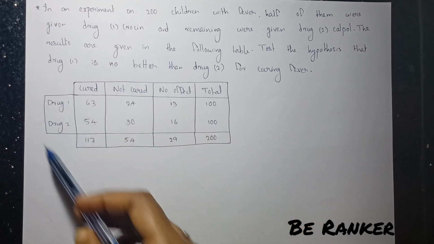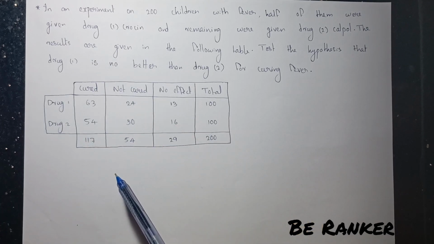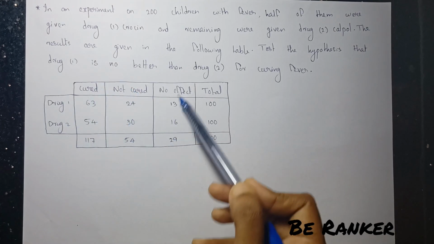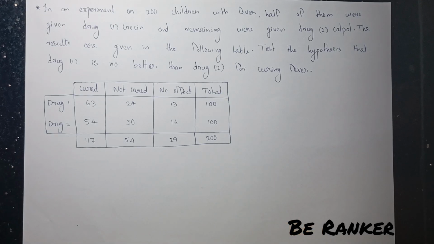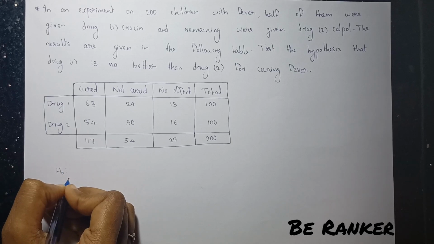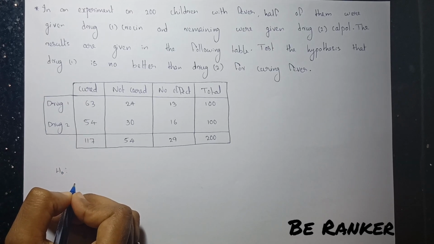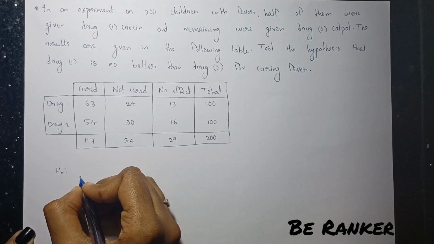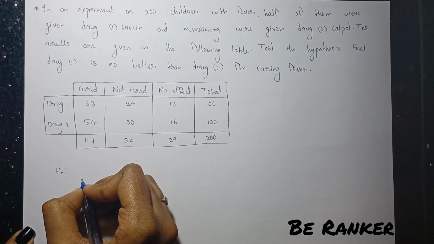Okay, so this is the table given in the question. Drug 1, drug 2, cure, not cure, no effect, and the total number. Okay, as a first step, we want to write the null and alternative hypothesis, that is H0 and H1. Here H0 is: the attributes are independent, that is, type of drug and effect of drug on fever are independent.